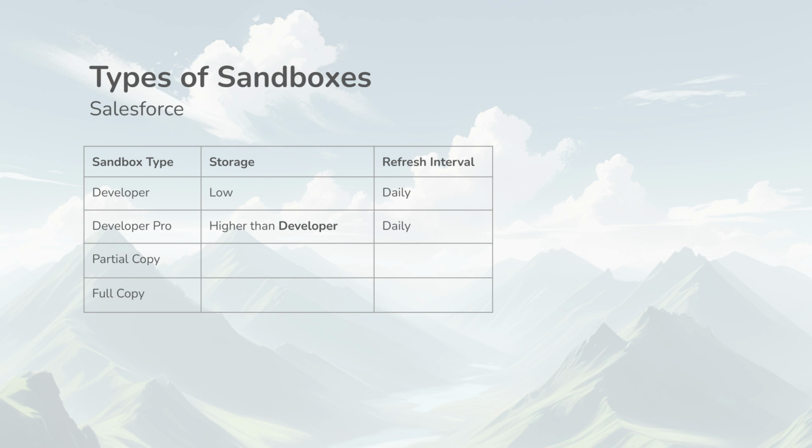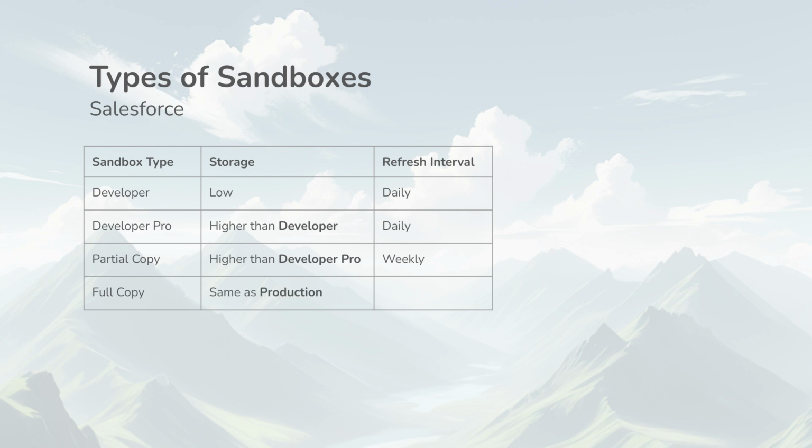Partial copy sandbox. This sandbox provides much more storage than the Developer Pro, but again not the same as that of the production instance. This, however, can be refreshed roughly once a week. Full sandbox. As the name suggests, this sandbox is the full copy of the production instance. It has the same data storage as that of production. However, this can be refreshed only once in a month.